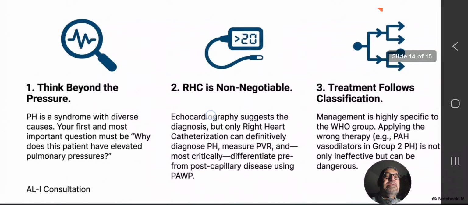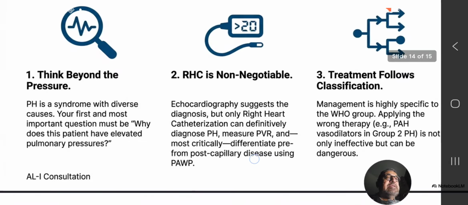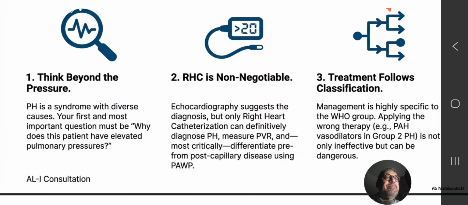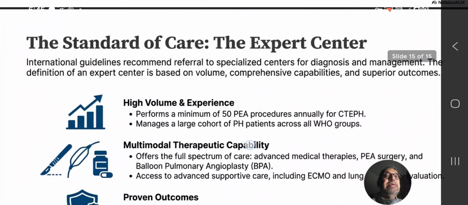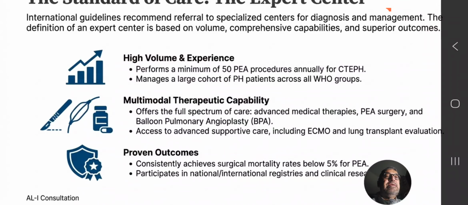Core principles: you've got to think beyond the pressure. It is a clue, but the question asked is, why does a patient have elevated pulmonary pressures? A right heart cath is needed for making the diagnosis. It measures mean PA pressures and pulmonary vascular resistance and differentiates between pre and post capillary. Treatment classification depends on the WHO group and is highly specific to the group. Standard of care really is referral to an expert center with high volume and experience, with multimodal therapeutic capability and proven outcomes.